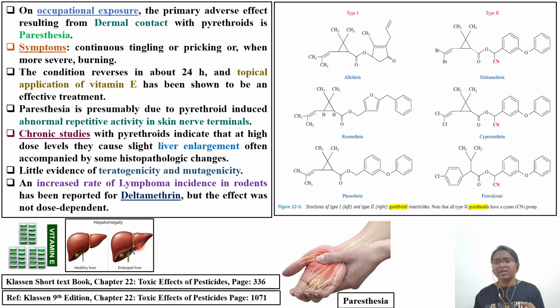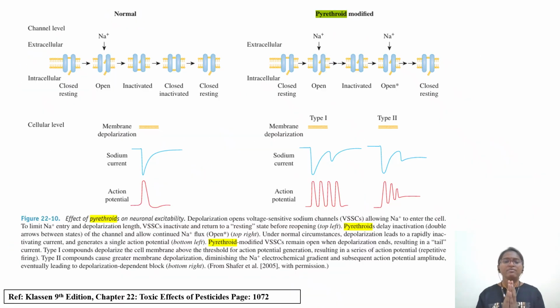This is the typical diagram given in the Casarett and Doull's 9th edition textbook, page number 1072, explaining the mechanism. This is the resting state, where the sodium channel is closed. This is the sodium current. Here it is open. This is the normal inactivated state, then closed, again the resting state. This is your sodium current, this is your action potential. Here you can see the sodium current tail, whereas in the case of pyrethroid poisoning, the sodium current tail will be longer.